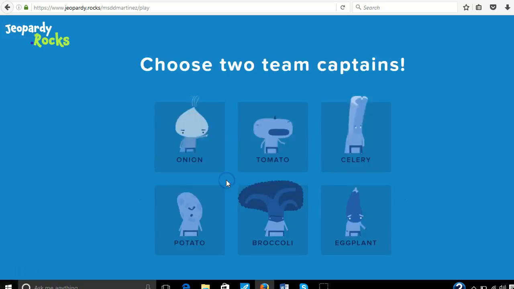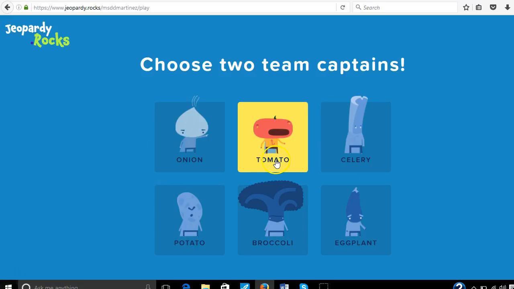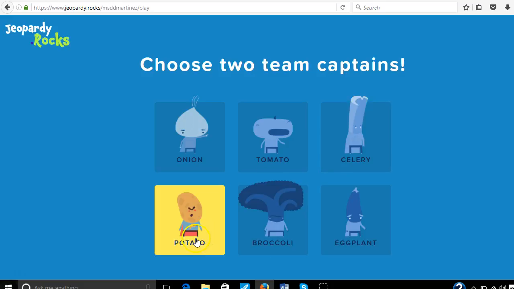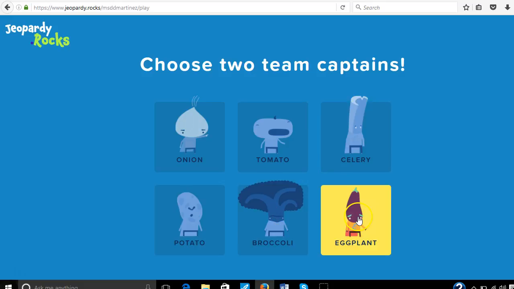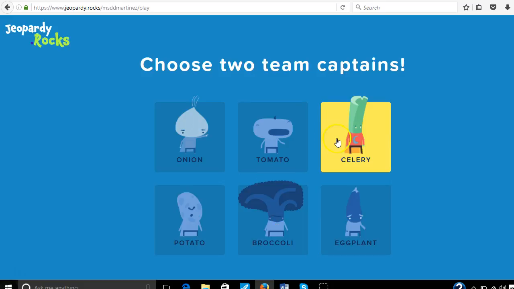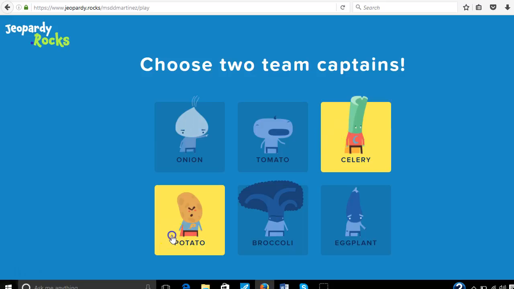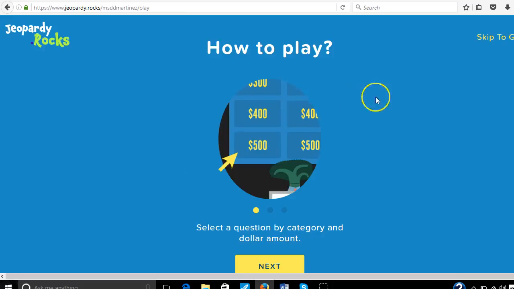You're going to click on that, and then each team is going to have a different item to represent them. So you could pick any of these. You have an onion, tomato, celery, potato, broccoli, and eggplant. So I'm just going to pick the celery for one team, and let's just pick the tomato for the second team. And the website Jeopardy Rocks actually gives you a little tutorial before playing so you know how to play.